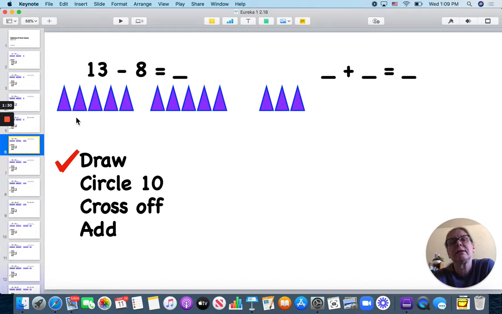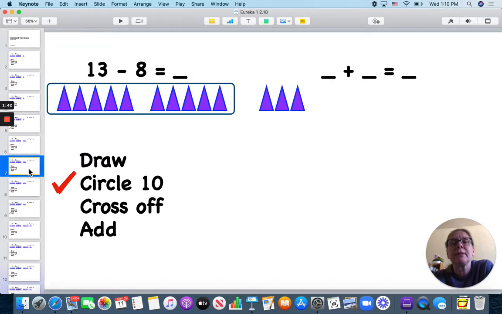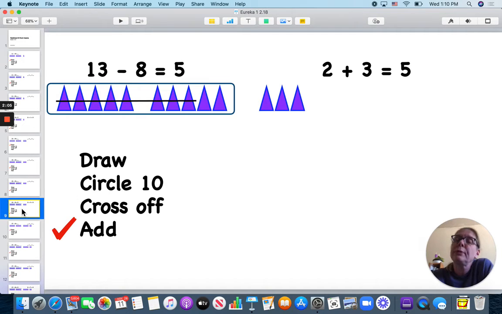13 minus 8. I have drawn 13 triangles in the 5 group method. So you can see that we put a check mark next to draw. Our next step is to circle 10. So it was really easy to circle 10 because they were drawn in 5 groups. Now we have to cross off 8 inside our circled 10. There we go. So now we have to add what's left in our circle and what's outside of our circle. So that would be 2 plus 3. 2 plus 3 equals 5. So that means that 13 minus 8 equals 5.